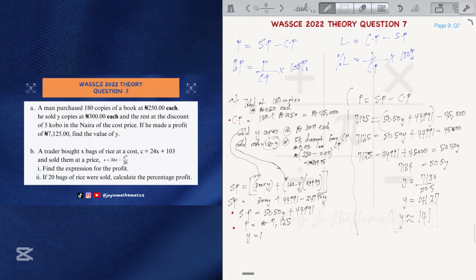So now we can see how simple it is. We move from the expression of cost price to the expression of selling price, and we applied the formula of profit to be selling price minus cost price. Now let's proceed further to the B aspect of this question.